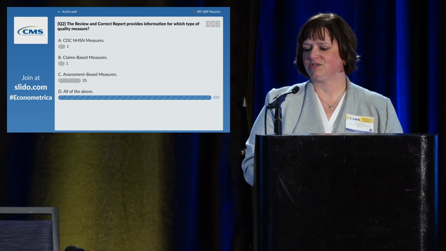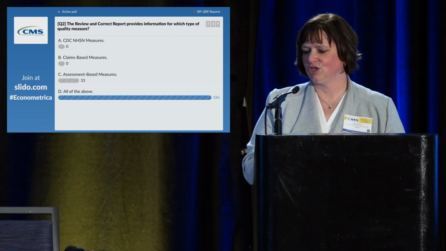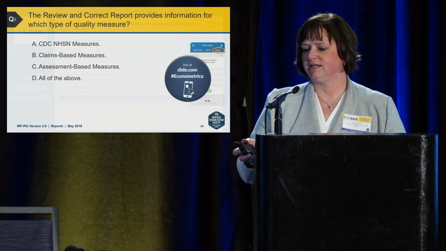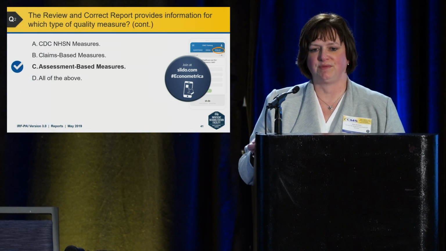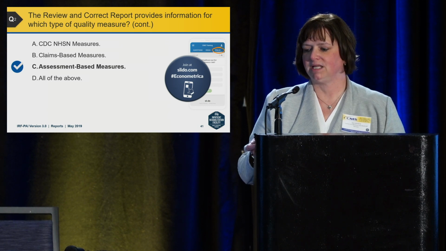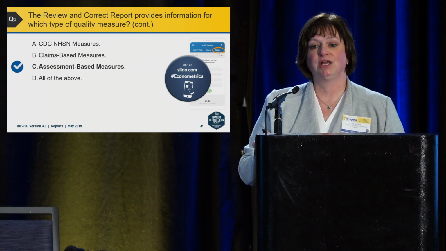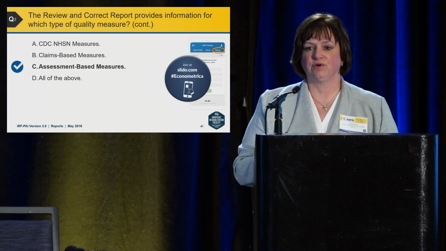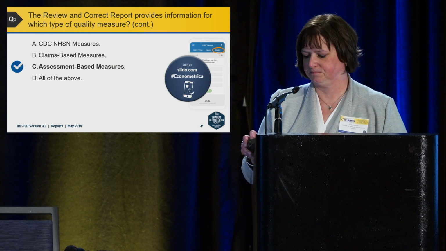It seems like we've got some strong answers here. So let's go ahead and take a look at the answer. So the review and correct report provides information for which type of quality measure. The correct answer is C, the assessment-based measures. It is the quality measure reports that include the CDC NHSN measures, claims-based measures, and assessment-based measures. So for the review and correct report, it's just those measures calculated from the IRF-PAI data.